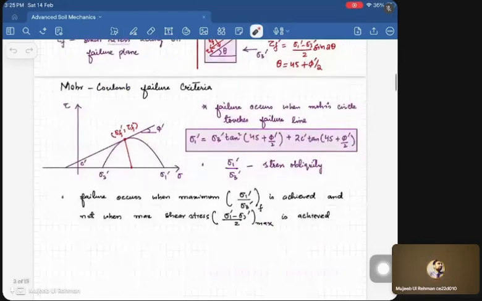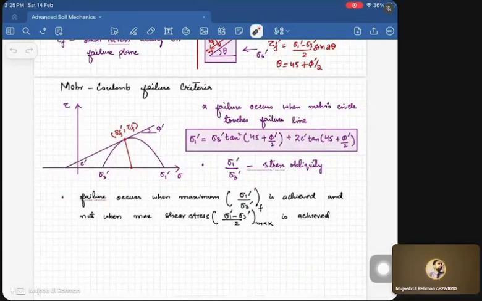Now after that, we have gone through the Mohr Coulomb failure criteria, which is a modified one and is most widely used.